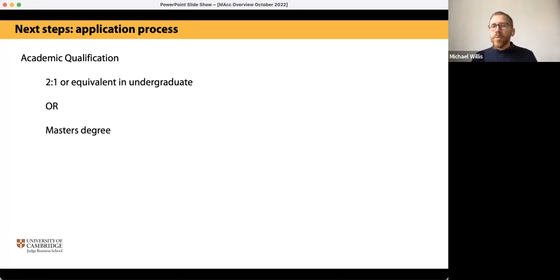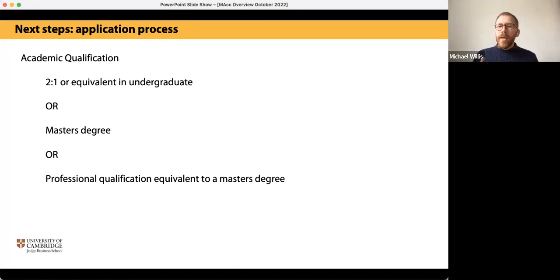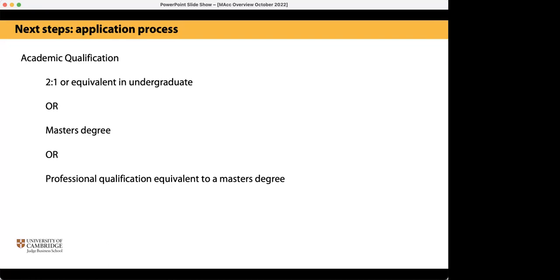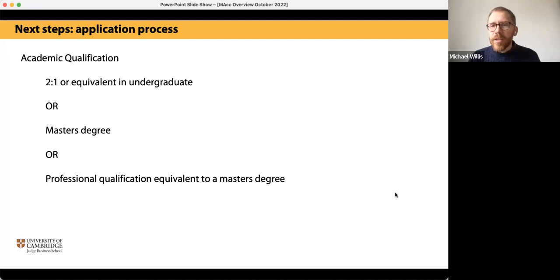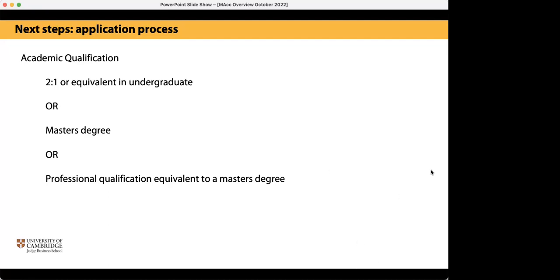Or if a student has completed a master's degree or a doctoral degree, that demonstrates academic qualification. Or if a student has completed a professional qualification, like an ACCA qualification or chartered accountancy or CPA or a CIMA qualification, many of those are considered to be equivalent to a master's degree and can satisfy academic qualification.